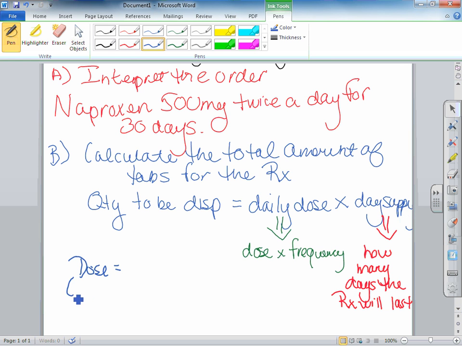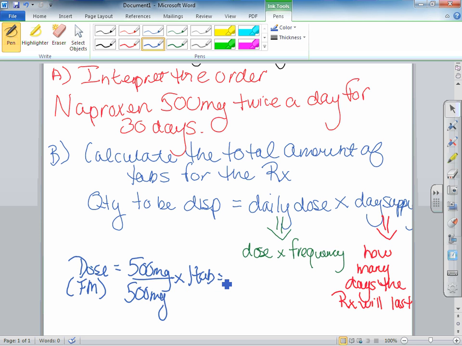I'm going to use the formula method. So when I calculate that dose, I'm going to do dose ordered, which is 500 milligrams, over the availability of the drug, which is 500 milligrams. And you're going to multiply that by the amount of tablets that is associated to the 500 milligram dose of the availability of the drug, which is 1 tab.